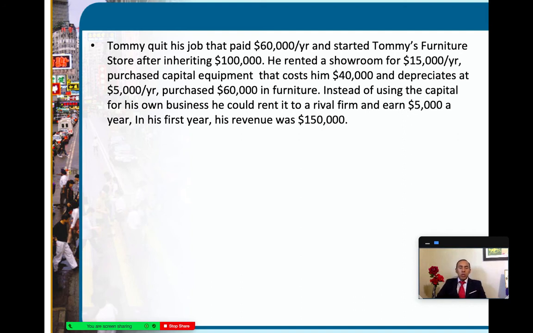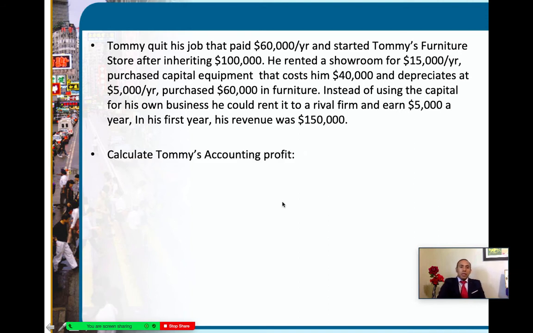Then he went on to purchase furniture that cost him $60,000, and instead of using the $100,000 of the capital for his own business, he could have rented some of it to an additional firm and earned a $5,000 a year return by renting it to someone else. And he earned $150,000 pretty well during his first year of business.